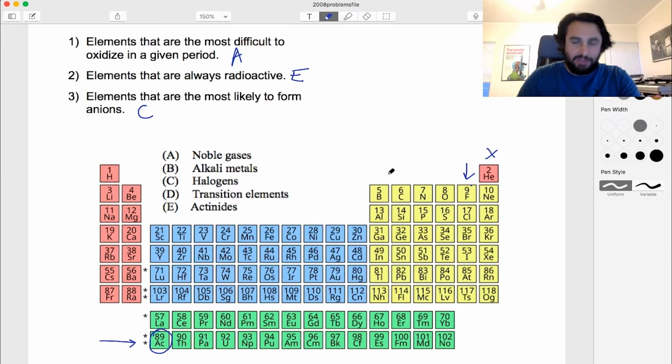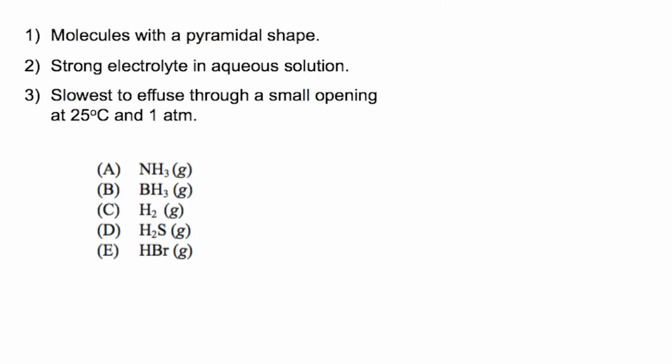So this was good, looking at the periodic table, making sure that we know the properties of certain groups or regions of the table, and then talking about oxidation or ionization, electron affinity, and radioactivity.